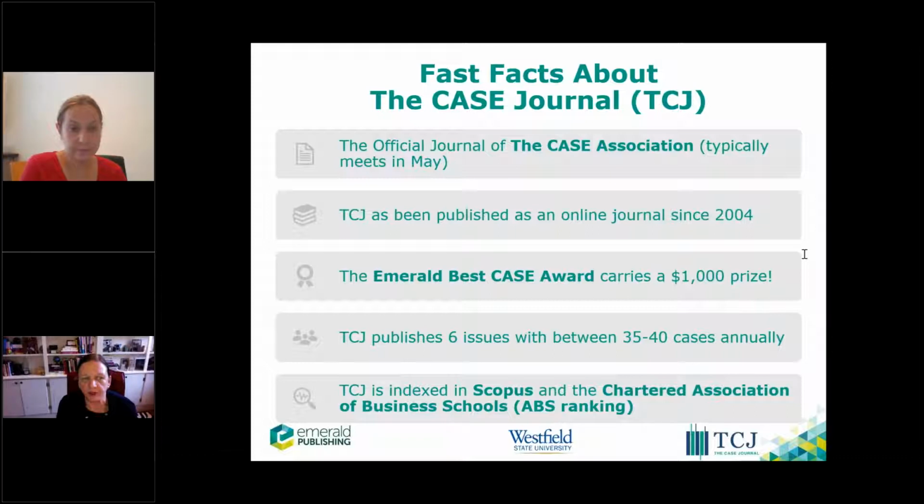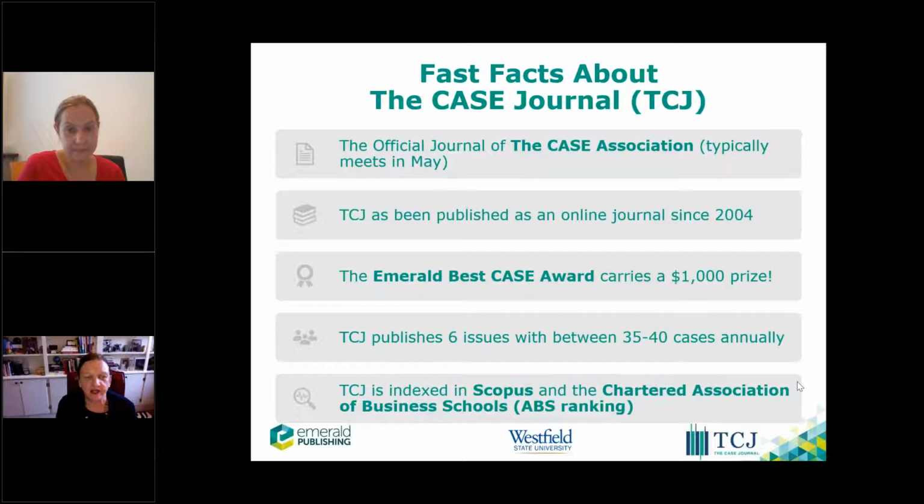TCJ, as we call the journal, has been published as an online journal since 2004. It's now published through Emerald Publishing Group, but it distributes cases through the Emerald Publishing Hub and also through the Case Center. So you can find our cases. I just got a list in an email this morning of all the great cases that they had uploaded to the Case Center. So there are two ways to obtain cases from TCJ.